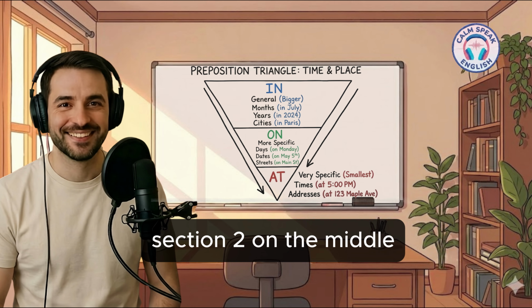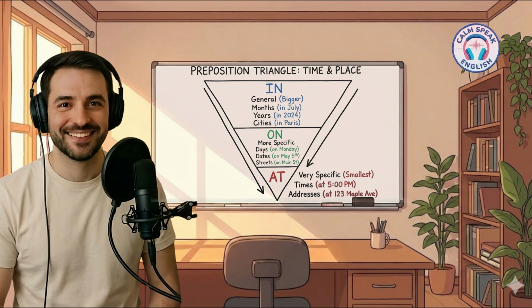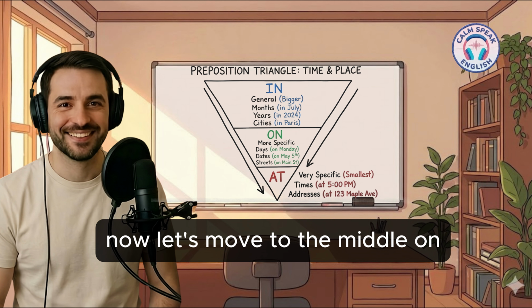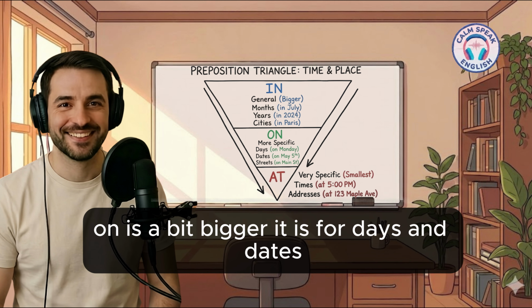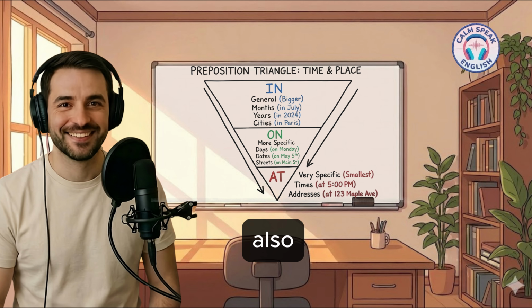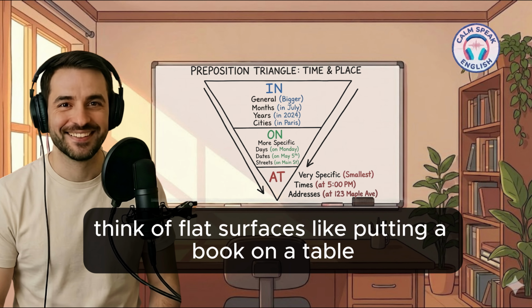Section 2. On, the middle. Now let's move to the middle, on. On is a bit bigger. It is for days and dates. Also, think of flat surfaces, like putting a book on a table.